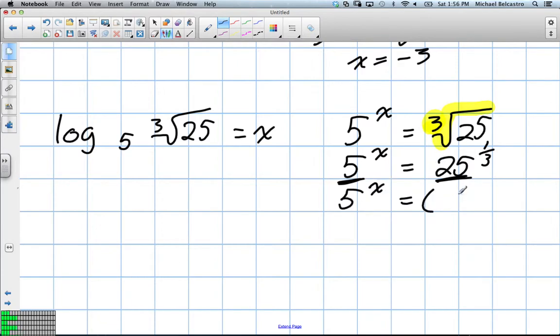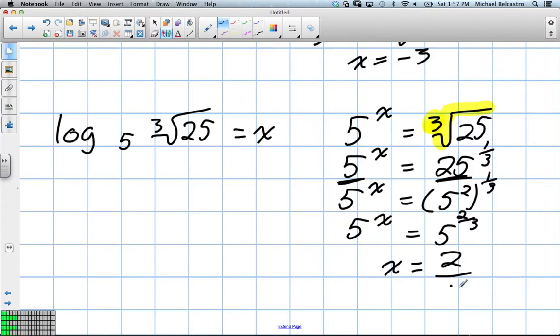So I rewrite this. This becomes 5 to the power of 2 times 1/3. So it's a power of a power. What do I do with those two powers? Multiply them? Yep, so we get 5 to the power of 2 over 3. They're multiplying fractions. In other words, 5 to the x is equal to 5 to the power of 2 over 3. So in other words, x is equal to 2 over 3. Wait, what happened to the 5? Well, this is already base 5, and this was base 5, so we dropped them off, and we just focused on the x and the exponent. So x was equal to 2 over 3. Does that make sense?